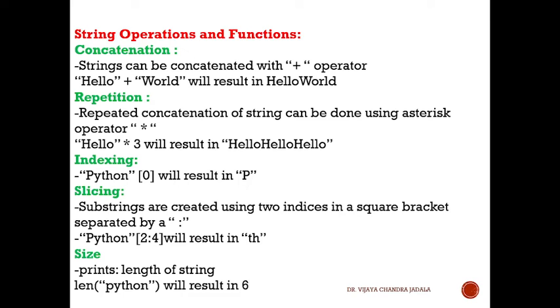Indexing: python[0], with 0 in square brackets, will result in P. That means every string starts with the index of 0, then 1, 2, 3, 4, like that it goes on. Slicing: a substring can be created using two indexes in square brackets separated by a colon. Python[2:4] will result in th.